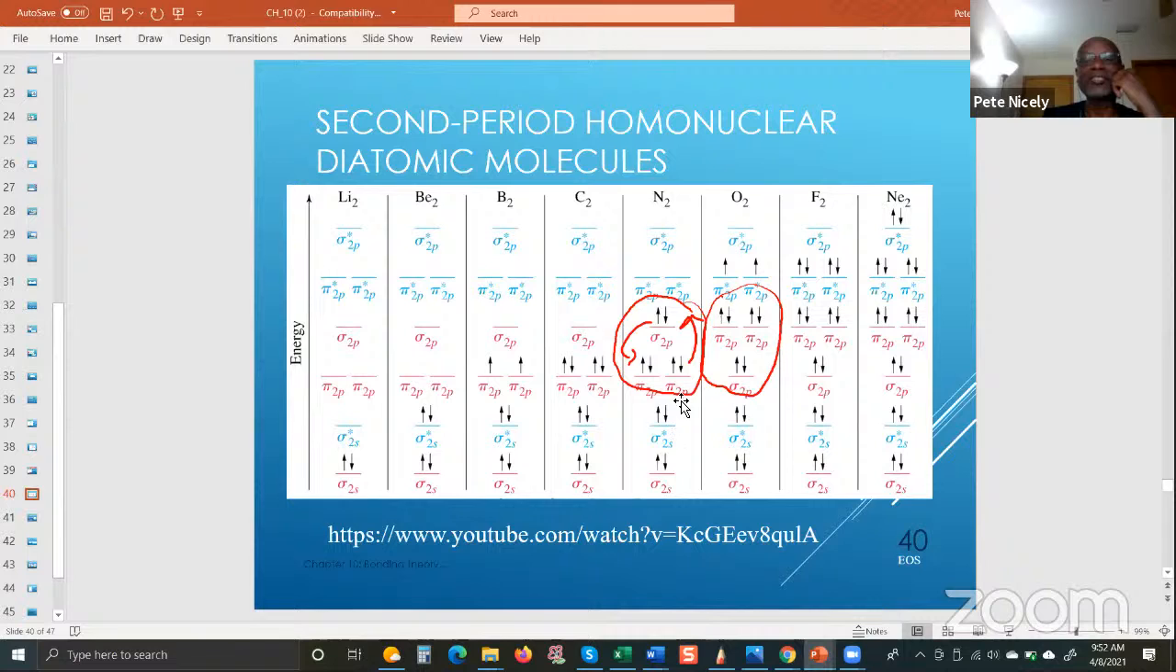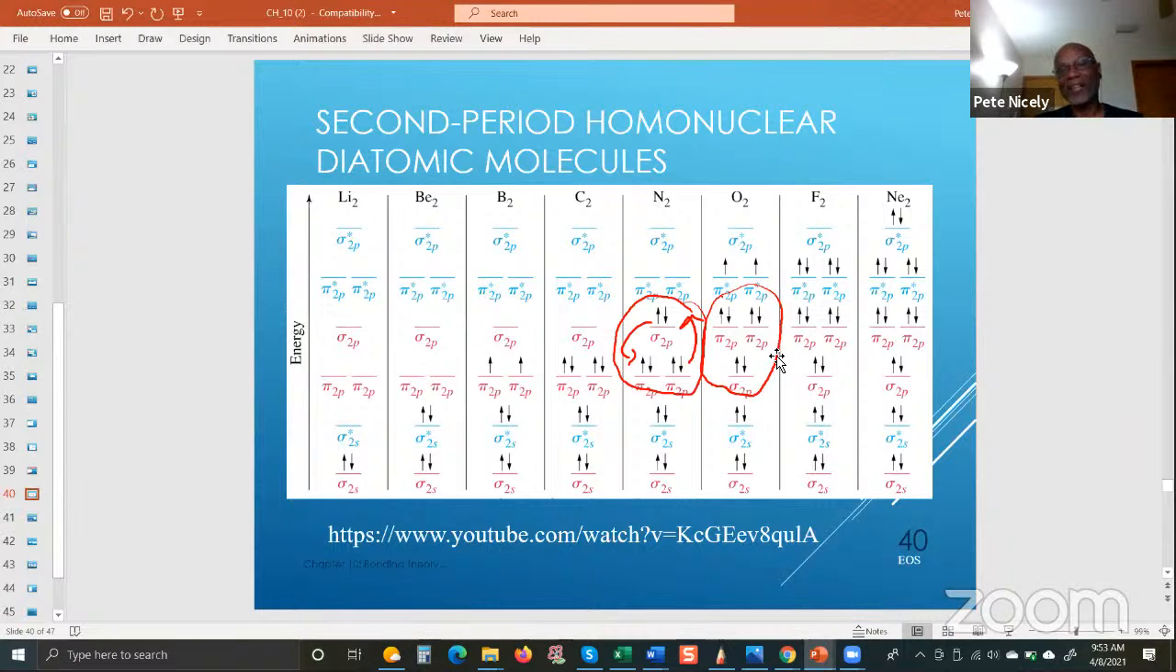Another key thing you need to remember is that when you go from nitrogen to oxygen, there's a switch between the sigma 2p and the pi 2p orbitals in terms of their energy. In the case of nitrogen, the sigma 2p is above the pi 2p's, but in the case of oxygen, it is flipped. The pi 2p's now end up being of greater energy compared to the sigma 2p's.